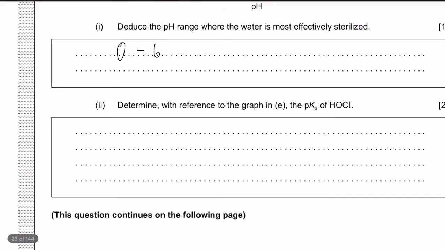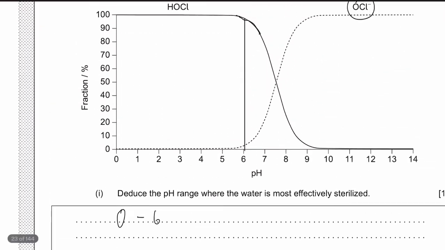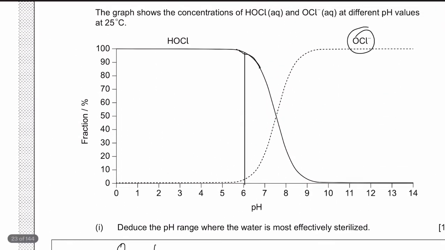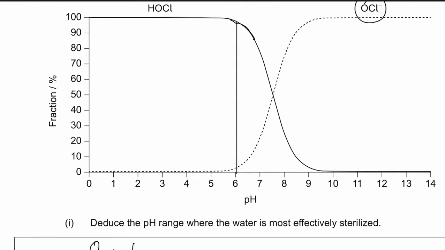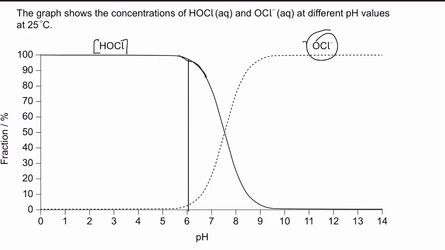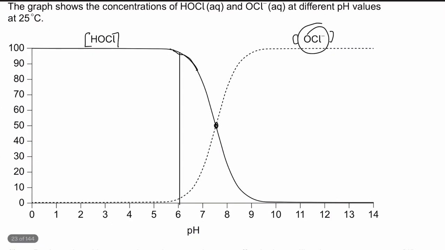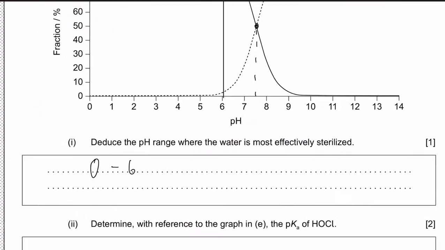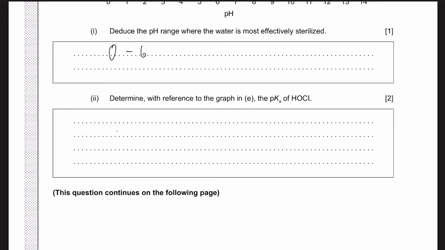Determine, with reference to the graph in E, the pKa of HOCl. Essentially, the pKa is going to occur at a point. The pKa is going to equal the pH when these two concentrations are equal. We can see this is the point where they're equal, and this is the point where the pH is going to equal the pKa. So if we go here, we can see it's going to be 7.5.